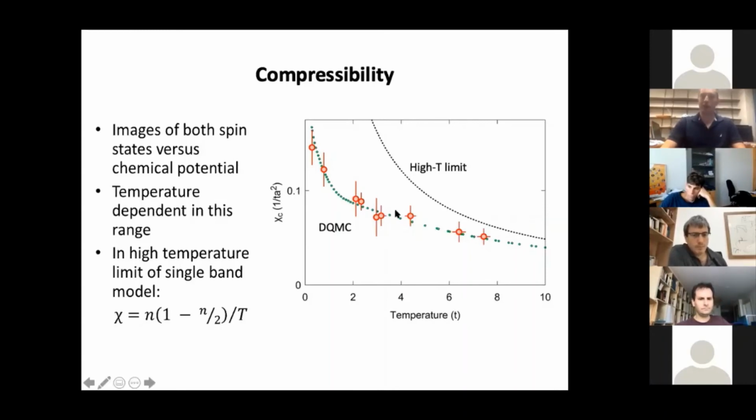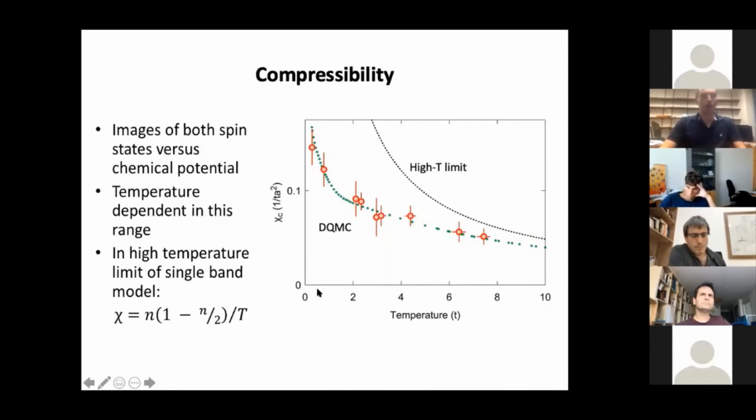That's these red points here. And unlike the diffusivity, which is related to unequal time current correlations, this compressibility is an equal time density correlator. It's related through the Kubo formula. So it's something which one can actually calculate reasonably easily with quantum Monte Carlo, and that's these green points, and we find very good agreement with the theory, okay? Again, the compressibility is behaving in a non-trivial way with temperature in these experiments.